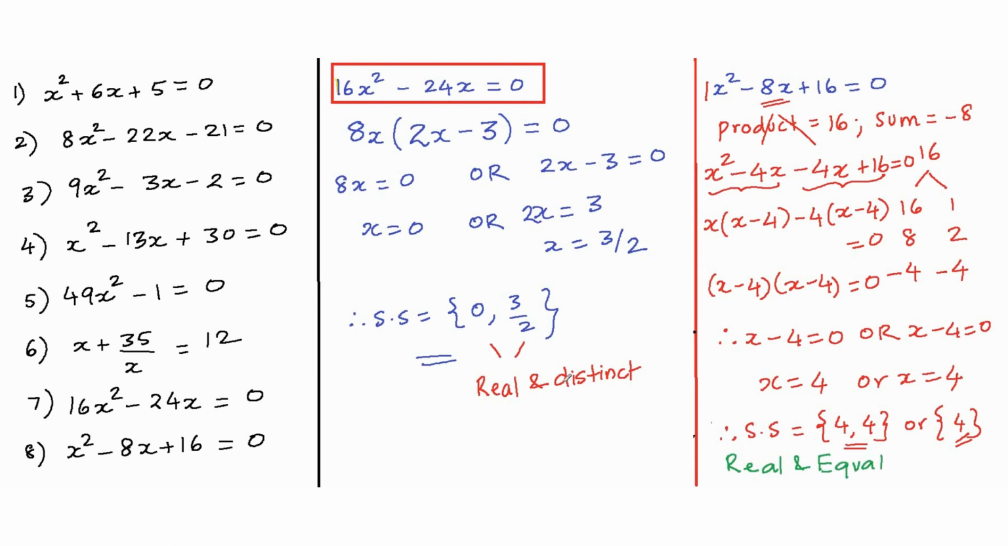So real and distinct roots mean the roots are real, but they are different from each other. Whereas real and equal roots mean the roots are real and they are also equal to each other. Right? So this is how we go about these questions. Let me again pause for a minute before I move on.